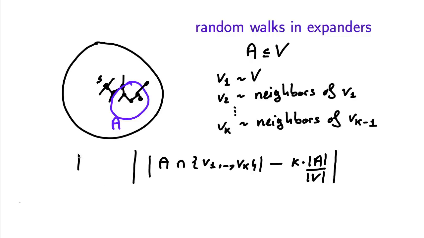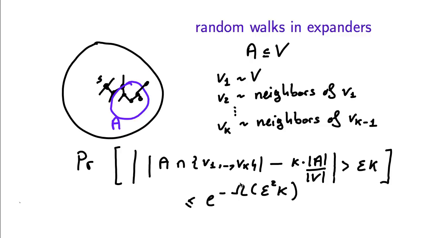So the probability that this difference is more than epsilon times k is exponentially small in k, where the constant in this big omega notation will depend on the expansion of the graph. But if the graph is an expander of constant expansion, this will be a fixed constant. Notice the similarity between this bound and the Chernoff bound.